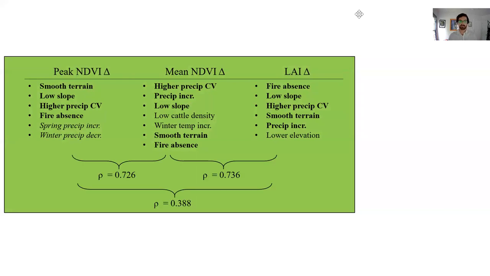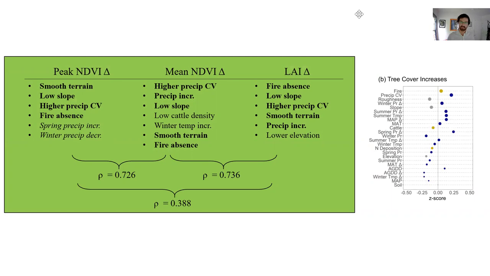However, if we look at the correlation between the drivers, so how correlated that list of drivers is for each, we see that LAI and peak NDVI aren't very highly correlated. So this indicates that those two are being driven by differing drivers, providing different information, which just goes to show that using just one of these greening metrics might not give us the same result as using all three of them.